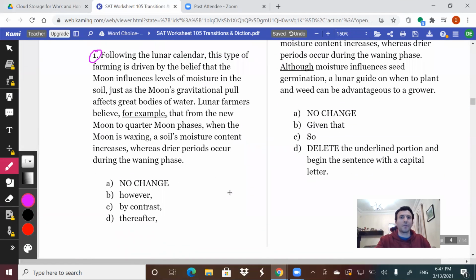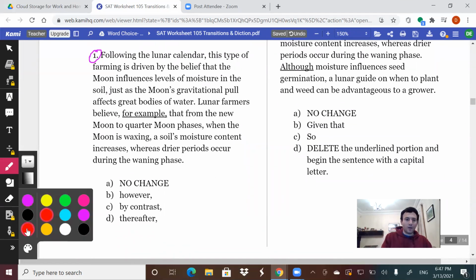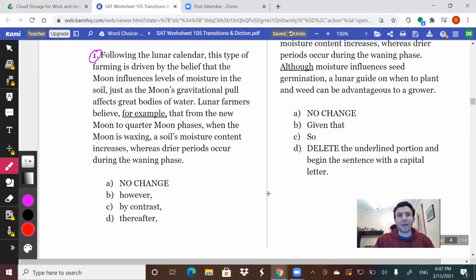So let's take a moment to look at number 1 here. I know I'm always changing colors. I'm like a chameleon. Anyway, following the lunar calendar, this type of farming is driven by the belief that the moon influences levels of moisture in the soil, just as the moon's gravitational pull affects great bodies of water. So the moon influences levels of moisture in the soil. That's a big part of the A, the before. Lunar farmers ignore that from the new moon to the quarter moon phases, when the moon is waxing, a soil's moisture content increases, whereas drier periods occur during the waning phase.